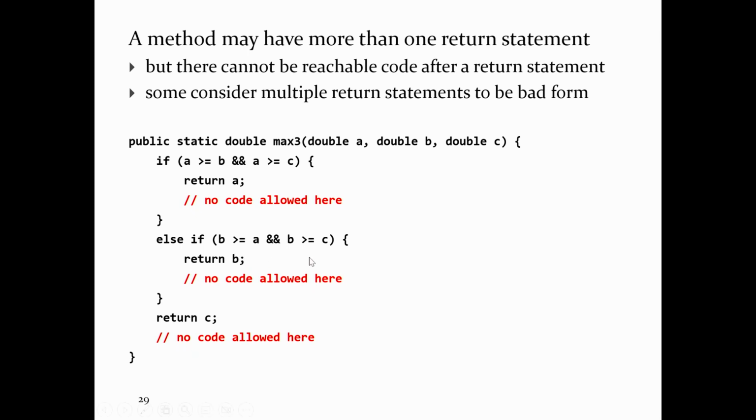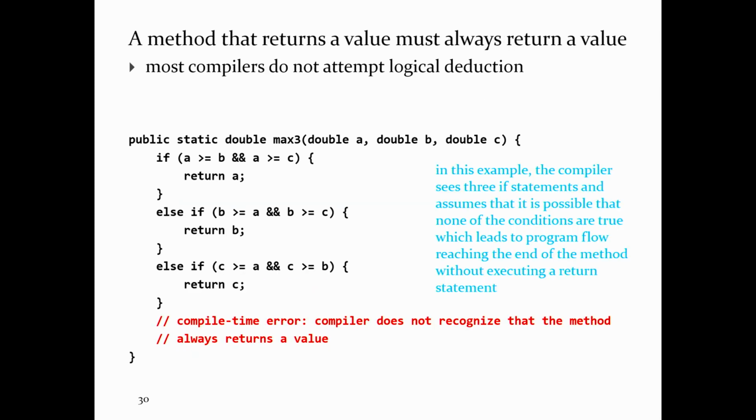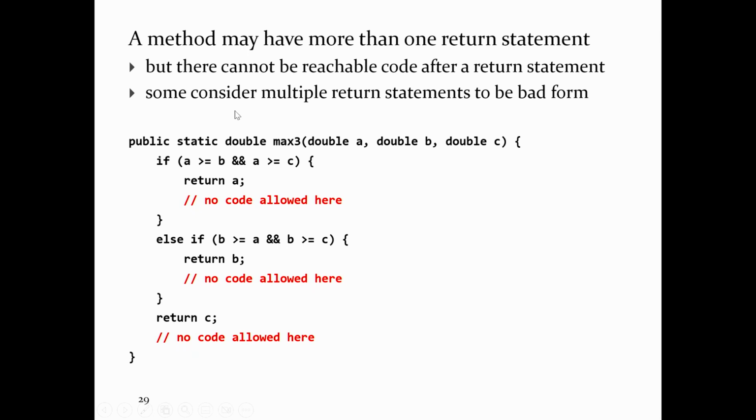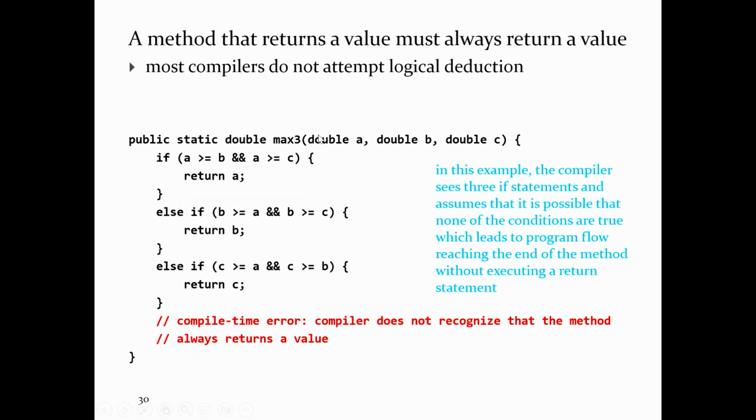Similarly here, if B is the greatest value, I can just return B. If I get to the end of the method, I know that the largest value must be C, so I can return C. But again, I can't put any code here, and I can't put any code here. But you are allowed to have multiple return statements. Some people consider this to be bad style, to have more than one return statement inside of a method or function.